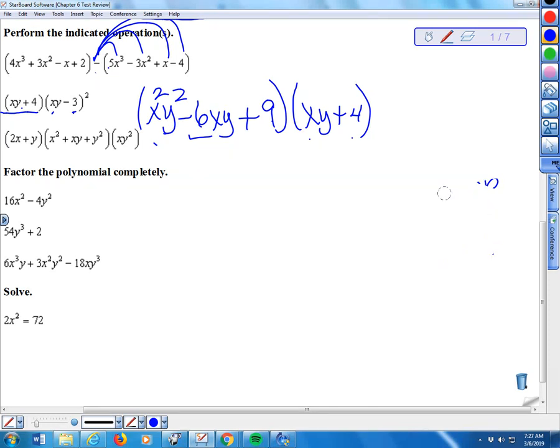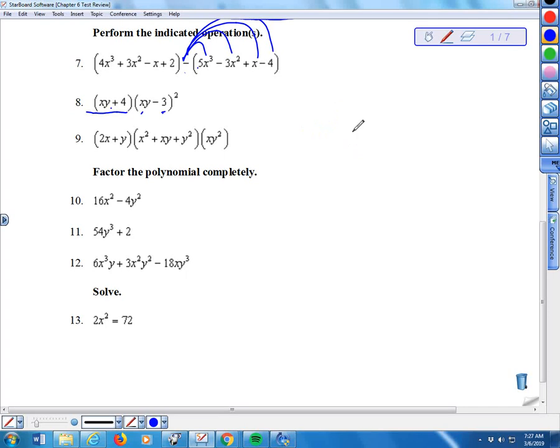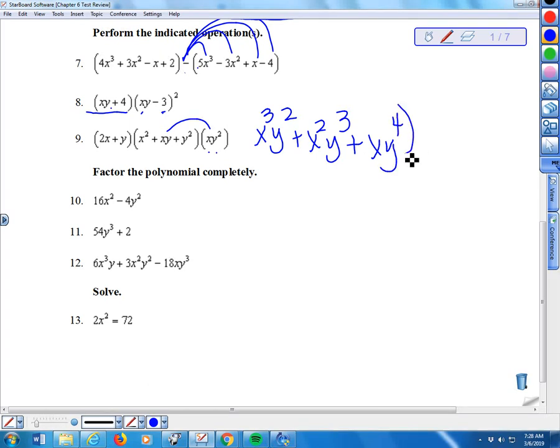All right, next problem. Same thing, I'm going to FOIL. What I might do is go ahead and distribute this one first. xy squared times x squared is x cubed y squared. xy squared times xy is x squared y cubed. xy squared times y squared is xy to the 4th. And then I'm going to multiply that by 2x plus y.